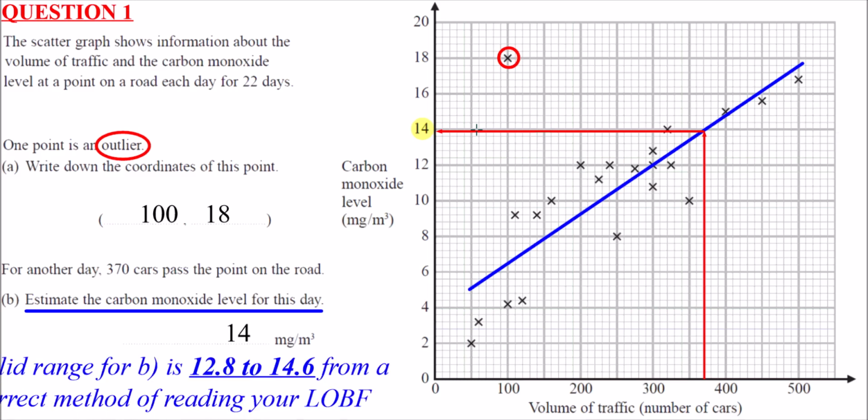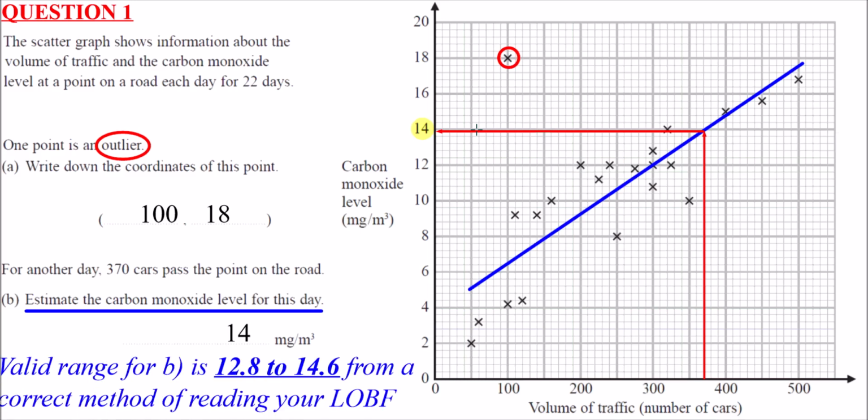And by the way, because lines of best fit vary, yours will be different to mine. A valid range for part B is anywhere between 12.8 to 14.6, but it has to be based on a correct method of reading your line of best fit. So 12.8 to 14.6 is valid for full marks, but you need to show evidence of using a line of best fit and reading off your line of best fit to get a value in between these two.